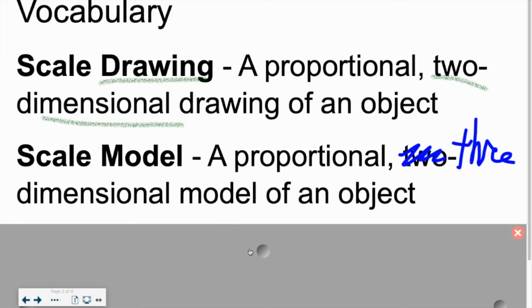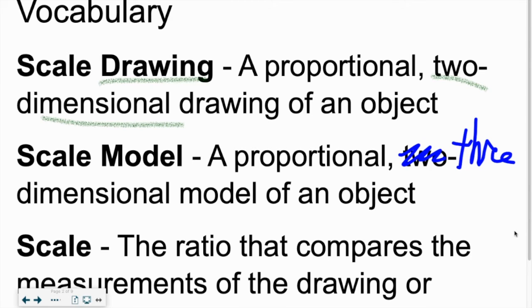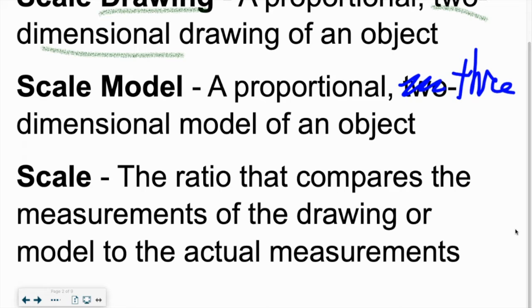three-dimensional model of an object. So there are scale models of planes and trains and automobiles and buildings and so many different things. Again, everything is proportional. So if you were to take the small Hot Wheel car and stretch it proportionally, it would stretch exactly into the real car in real life, if it is done to scale as a scale model. And then the big thing today, put a box around this word: scale.